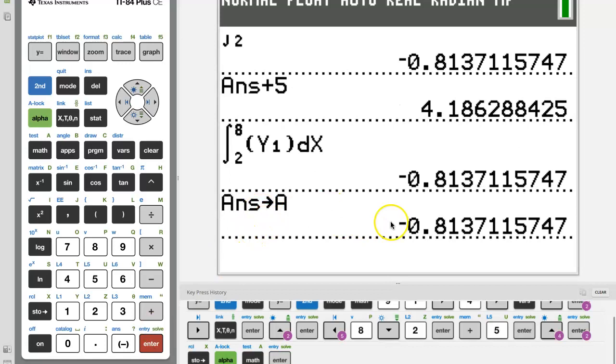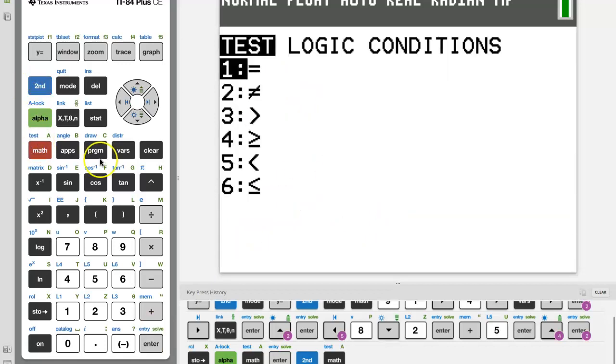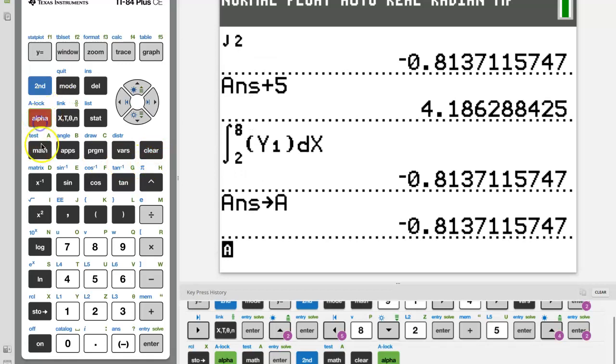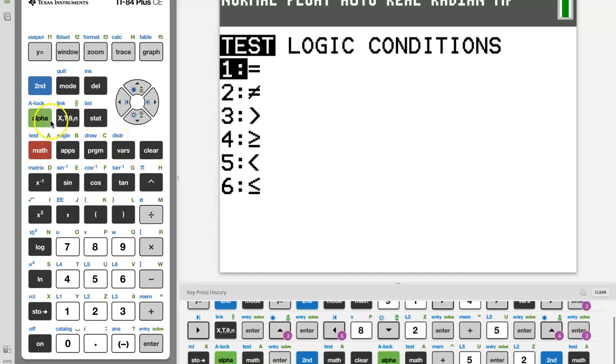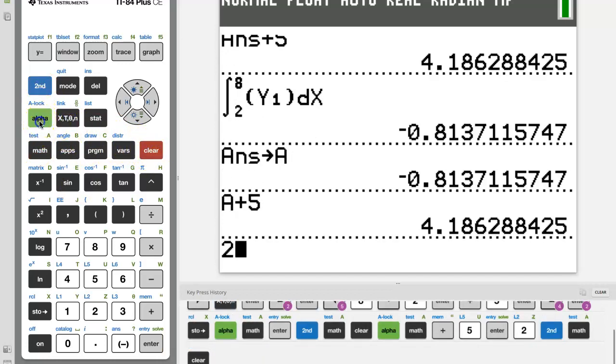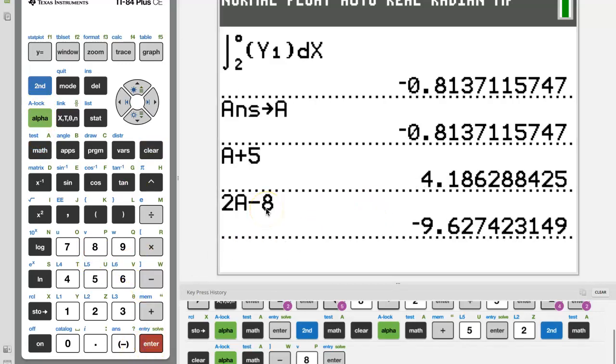And now if I want to use this answer, I could bring back A. Oops, I picked the wrong thing. Alpha A. And then say I wanted to add 5 to A, I could do that. Maybe for another problem, I need to do like 2 times that integral. I keep doing second instead of alpha. Alpha A, there we go. 2 times that integral minus 8 or something like that. All right, you can store these values as the letters in green.